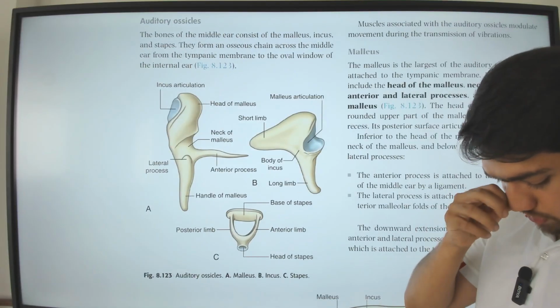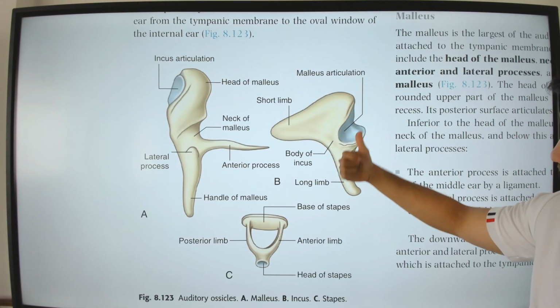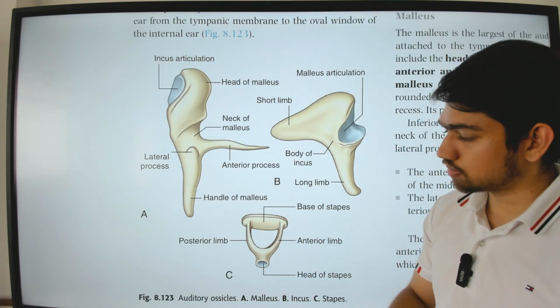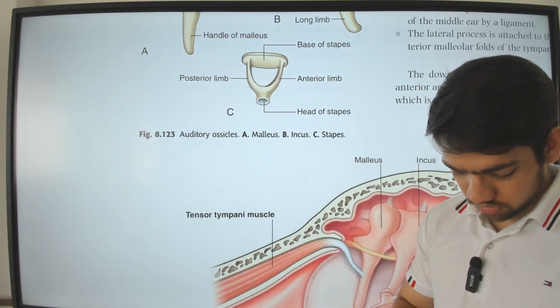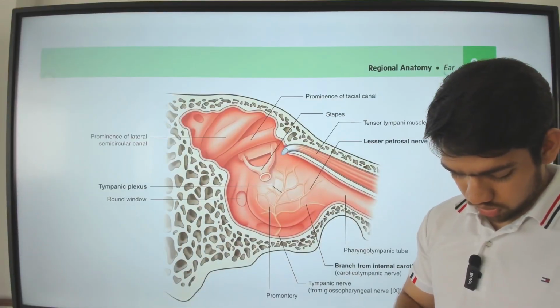These are the three bones. This is the malleus, this is the incus, and this is the stapes. Those are the three bones. They are the smallest bones in your body.